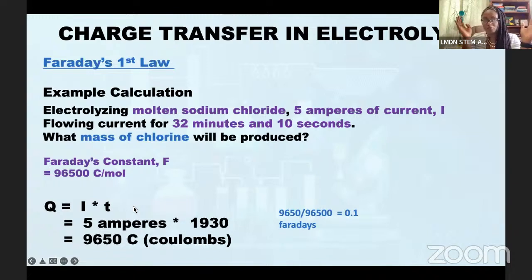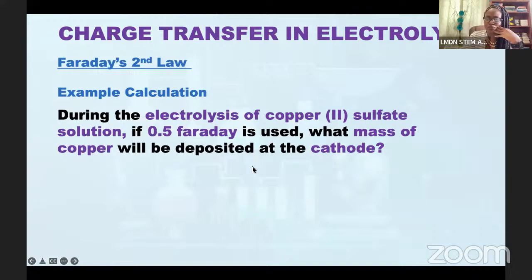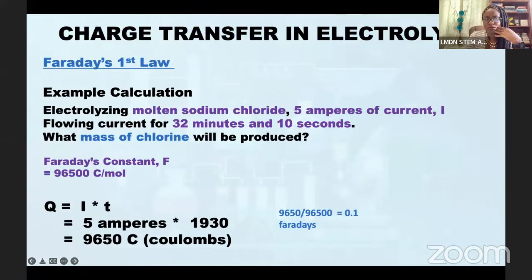So we have our Q. Q is equal to I times T. And just now I said, okay, if we want to find the number of Faradays, then we do the Q divided by Faraday's constant. So we did that. And so we have 0.1 Faradays, right? So the 0.1 Faradays means that, what does that mean? 0.1 Faradays means that it's 0.1 moles of electrons that's getting discharged, right?